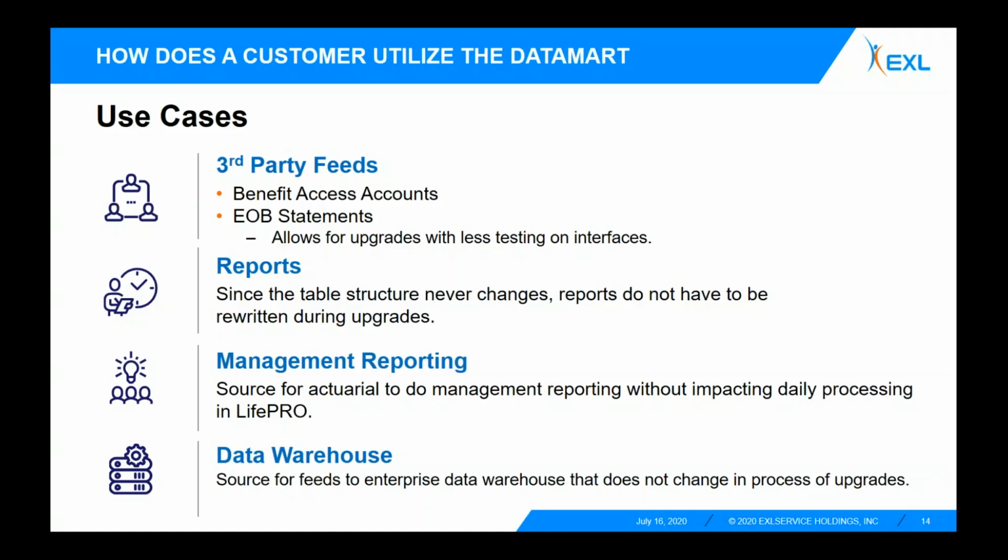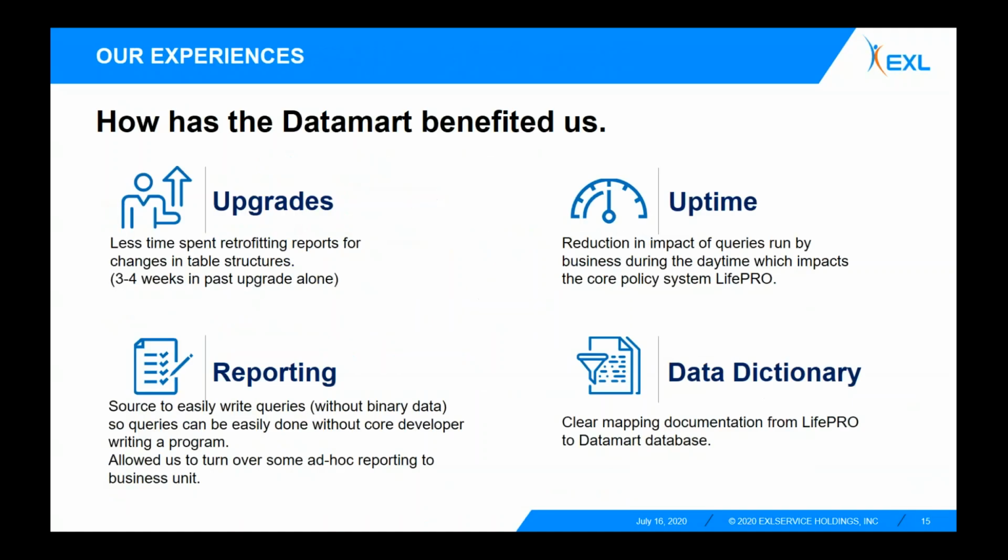You may see new tables appear. You may see additional columns added to tables. But if you're just interested in 5 fields on one table in the DataMart, those 5 fields are always going to be in the same place. So if you build a feed off those 5 fields or a report off those 5 fields, you don't have to rewrite it. All you've got to do is smoke test it. That's one of the biggest benefits we've seen: it's been able to simplify our upgrades and the interfaces that we've written over time. So the second thing I want to talk about is how it allows us to do more with less.